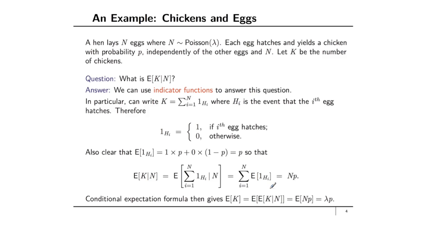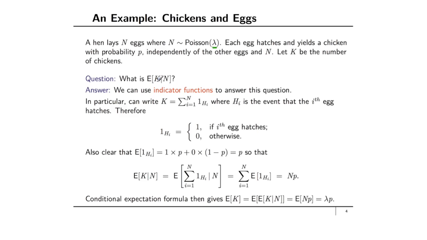So here's an example with chickens and eggs. A hen lays n eggs, where n is Poisson with parameter lambda. Each egg hatches and yields a chicken with probability p, independently of the other eggs and n. Let k be the number of chickens. So the first question I want to ask is, what is the expected value of k given n?